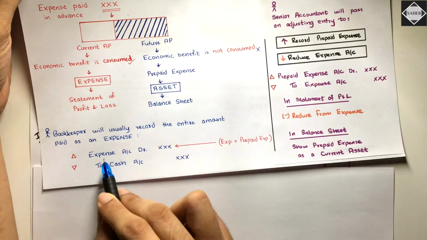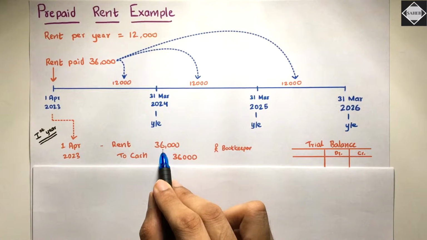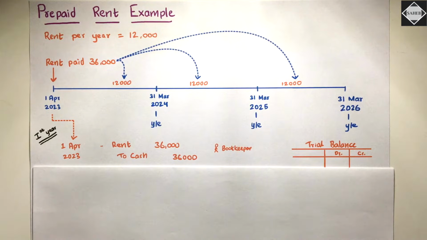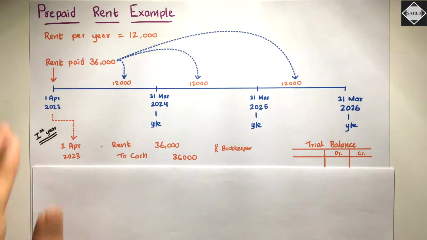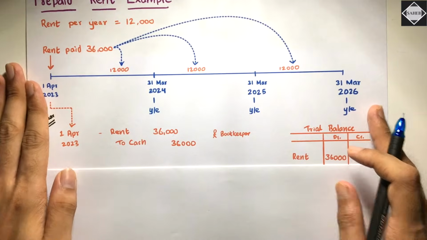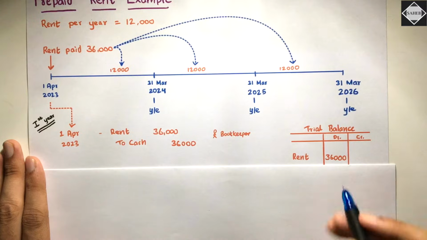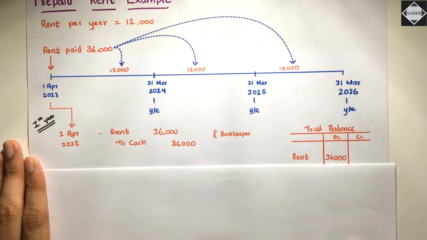In this rent account, this expense account, there is expense as well as prepaid expense. Both elements are in it. Is that clear? So then what will happen? Ledger accounts will be prepared, right? Ledger posting will happen, and then the trial balance will be prepared. The bookkeeper will do this. In the trial balance he will take the rent balance of 36,000 from the ledger. Then the year will end on 31st March 2024.